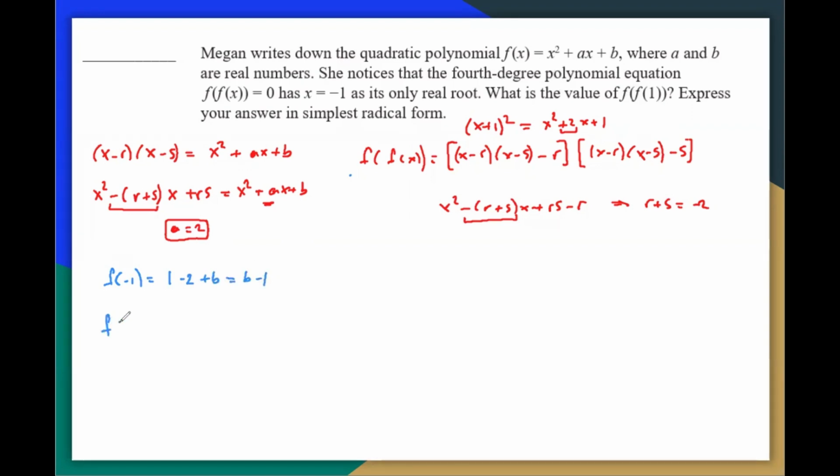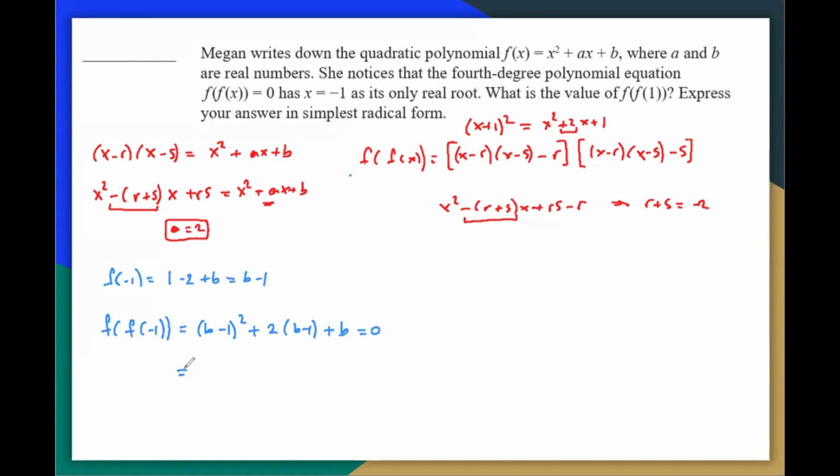Okay, so now if I want to plug in f of -1, then b minus 1 will be plugged into f of x, which is this guy. So that will give us b minus 1 squared plus a times x, where a is 2 and x is b minus 1, and then plus b. We are told this has to be 0, because f of x is going to be 0 when x is -1. So we know this is equal to 0.